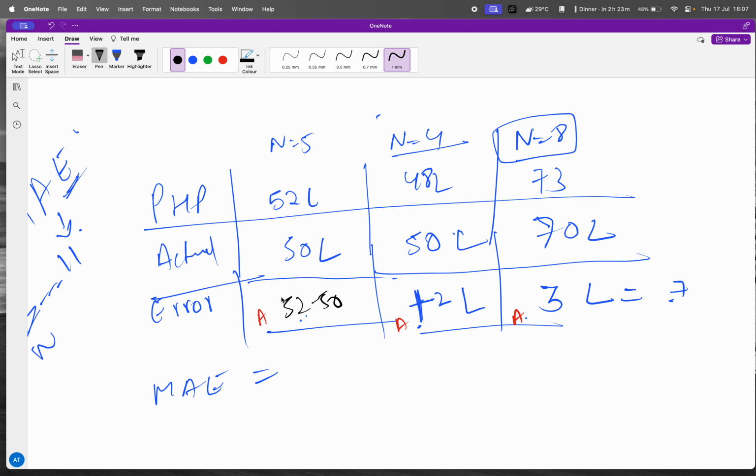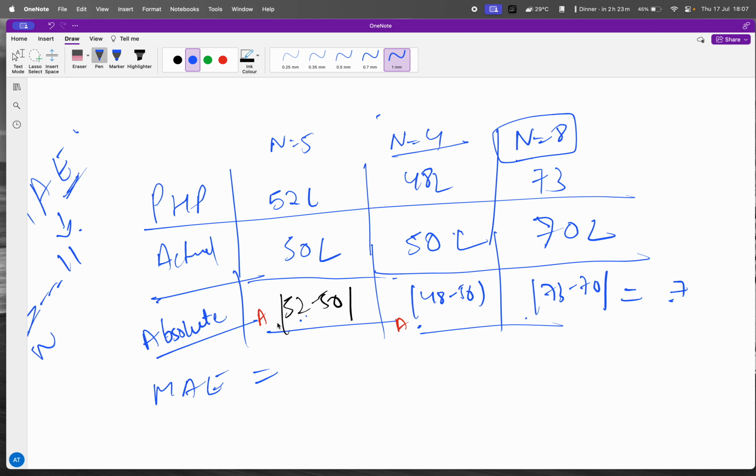52 minus 50. Come on. Eraser. Here I'll write absolute in place of error. 52 minus 50, 48 minus 50, 73 minus 70, right? Predicted minus actual. Over here, we are finding absolute values. So what is error? Error is nothing but the difference, and putting modulus gives us the absolute. So this is 2 lakh, this is also 2 lakh, this is 3 lakh. Now sum it up, you will get 7 lakh, right?